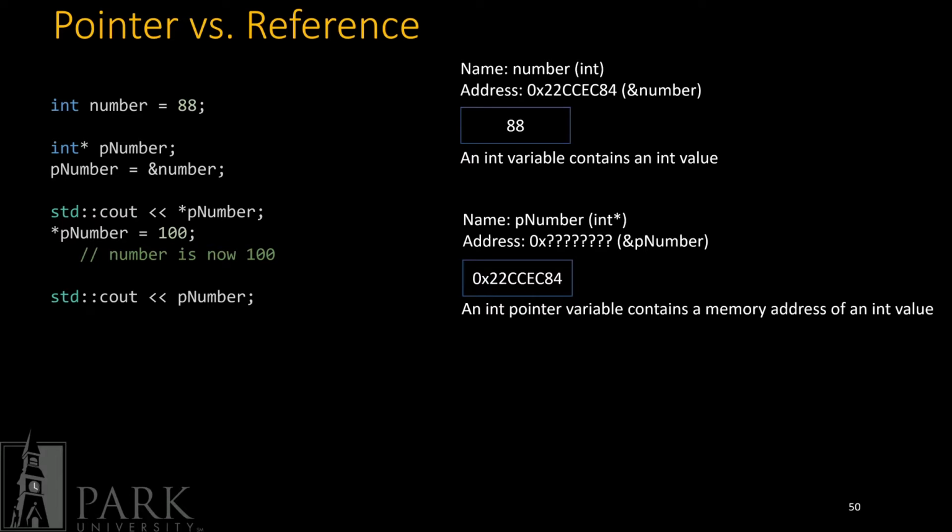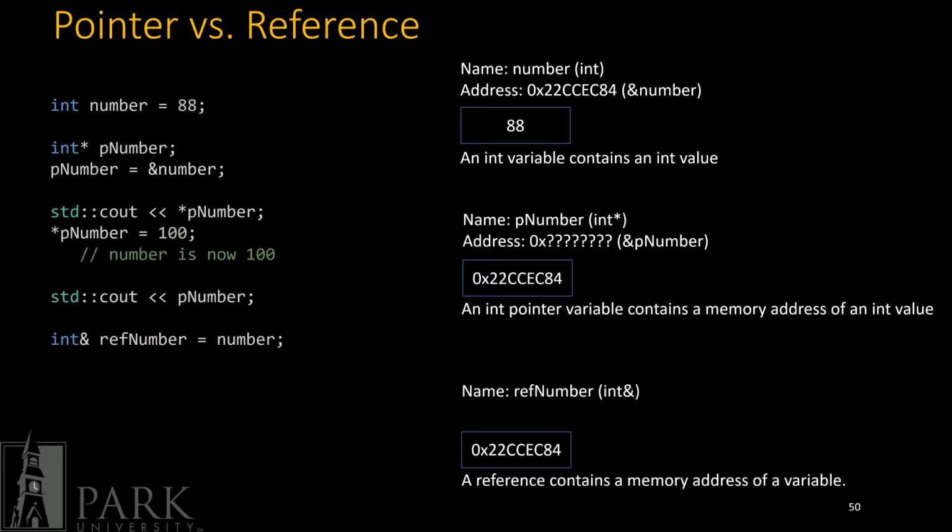We can also declare a reference variable and let it refer to an int variable number. So here we're declaring a reference called refNumber, and we are assigning it to the number variable, 88. A reference variable also contains a memory address, okay? However, you can use this reference variable the same way that you use the variable number, without any dereferencing. So now look back at the declaration line. We also don't need an address-of operator when pointing this reference to our int variable number.